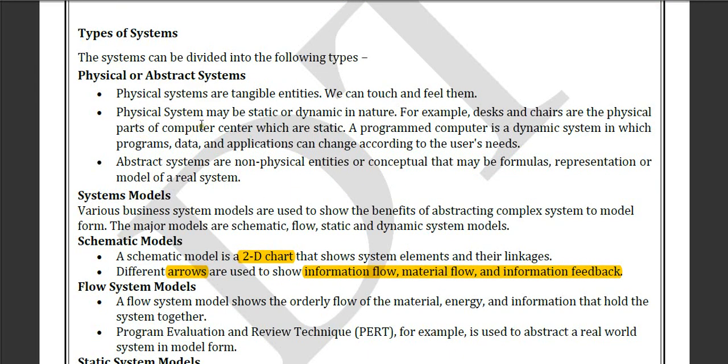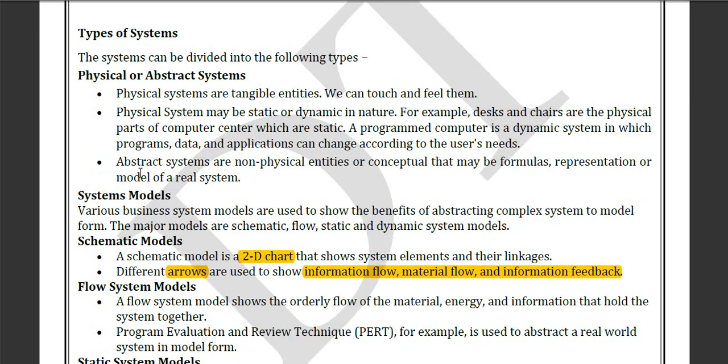Now, the physical system may be static or dynamic in nature. For example, desk and chair are static, and a program in a computer is a dynamic system, in which program, data, and application can be changed according to the user's needs.